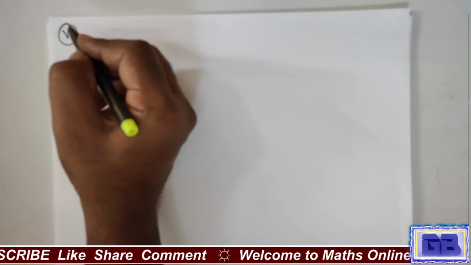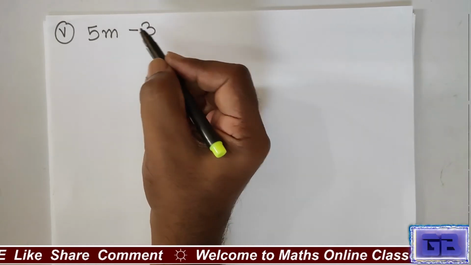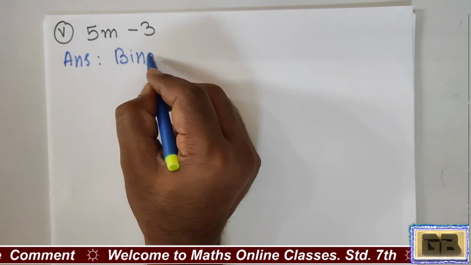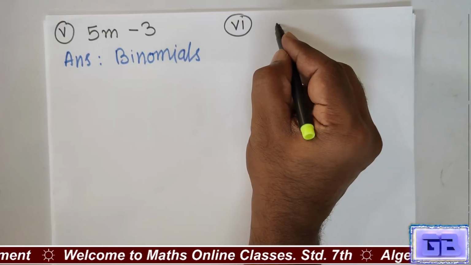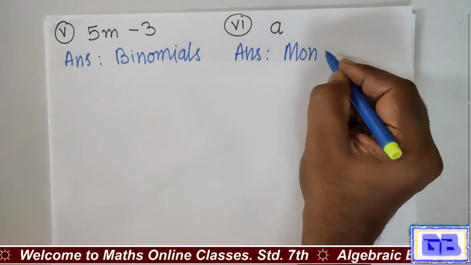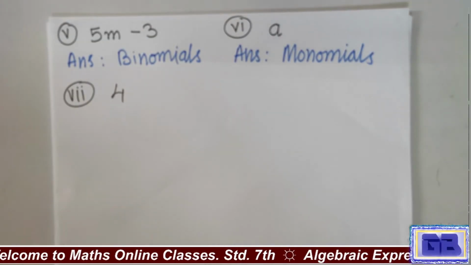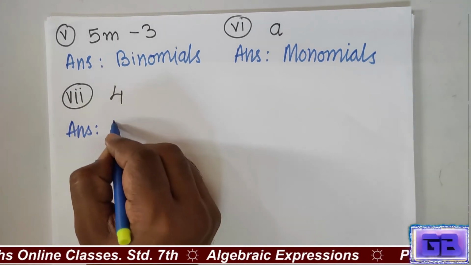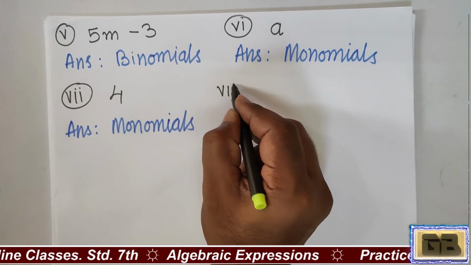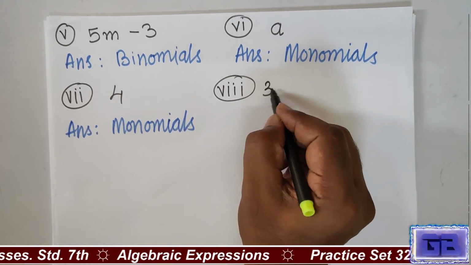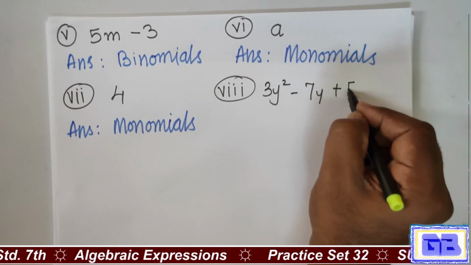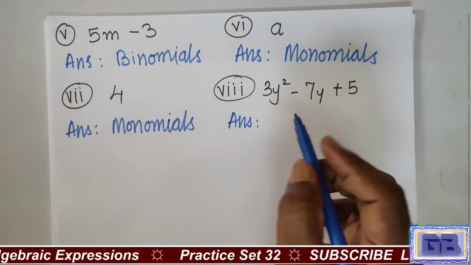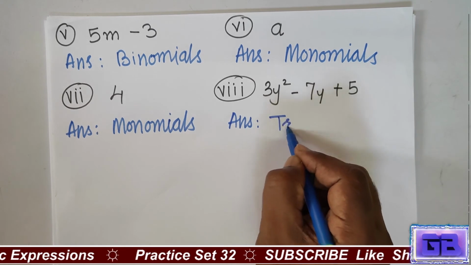Fifth example, 5m minus 3. In this algebraic expression, two terms are there, hence it is a binomial. Sixth, a single letter a, monomial. Seventh, number 4. It's also a single term, it is a monomial. And last example, 3y square minus 7y plus 5. This algebraic expression has 1, 2, 3 terms, hence it is a trinomial.